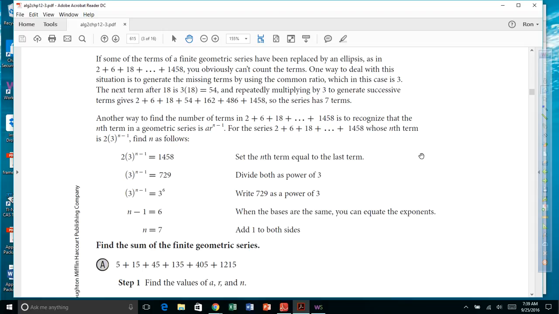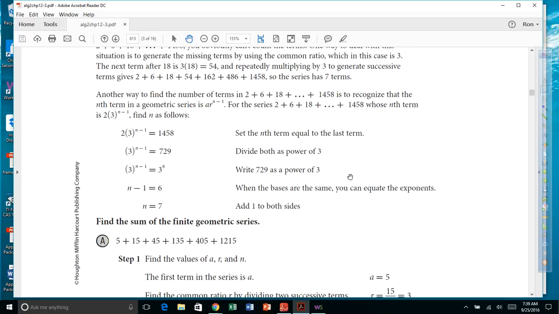One way to deal with this situation is to generate the missing terms by using the common ratio, which in this case is 3. 6 divided by 2 is 3. 18 divided by 6 is 3. So the next term after 18 is 3 times 18, which would be 54, and repeatedly multiplying by 3 to generate successive terms gives 2 plus 6 plus 18 plus 54 plus 162 plus 486 plus 1,458. So the series has 7 terms.